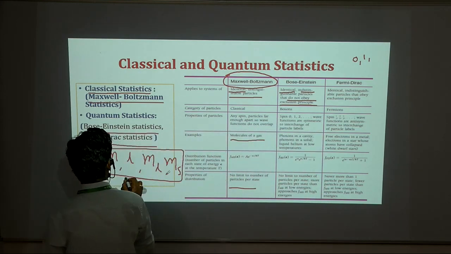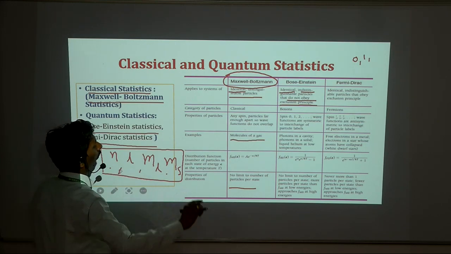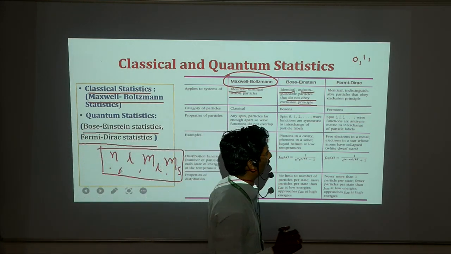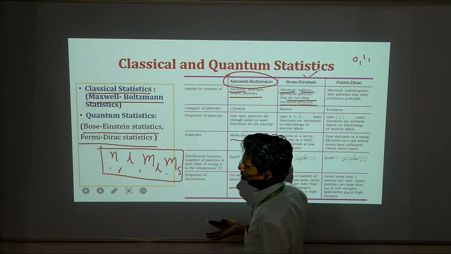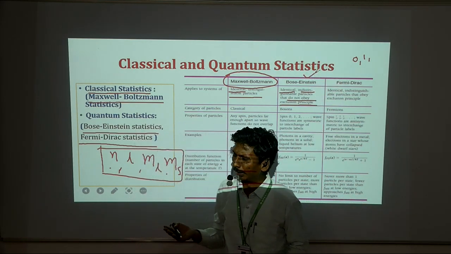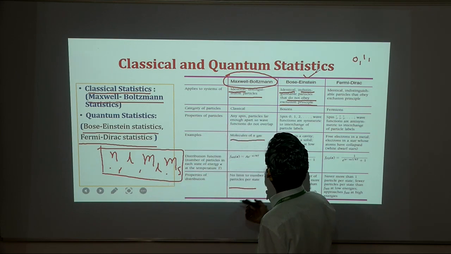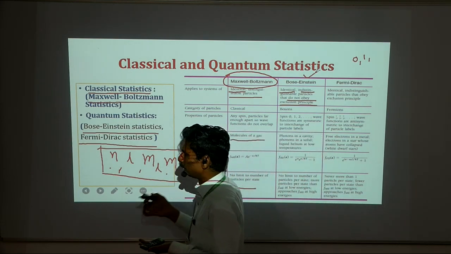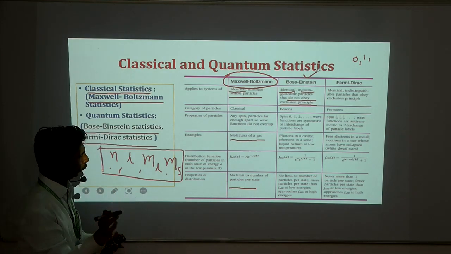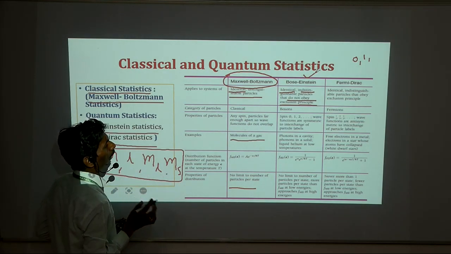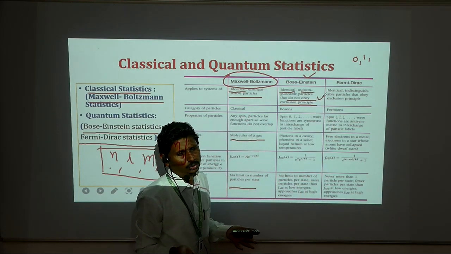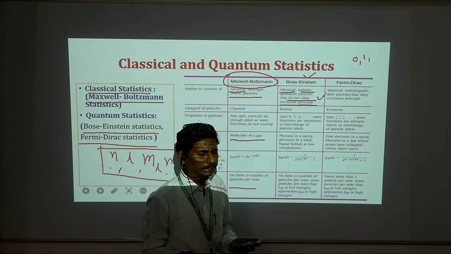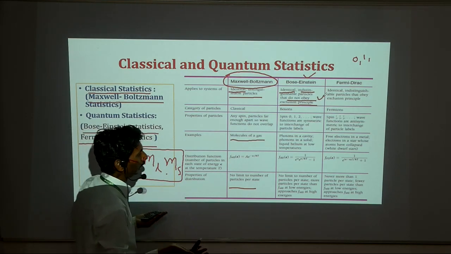These four sets of quantum numbers are never the same for two particles, but in Bose-Einstein statistics it may be possible. It may be possible that two particles have the same numbers, because they are not following Pauli's exclusion principle. Pauli's exclusion principle states that no two particles have the same four quantum numbers, but we are not obeying it, therefore it may be possible that particles have the same four quantum numbers.